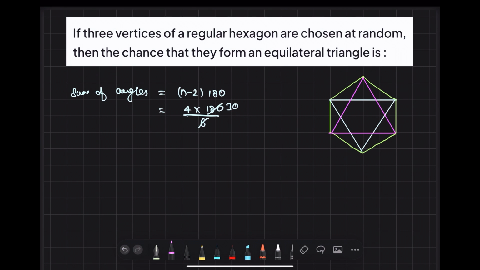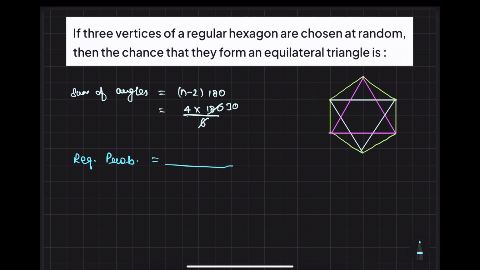So the total number of possible cases in which you can draw an equilateral triangle is 2. Now look at this. So the required probability: you know that you have to make a triangle. So you have 6 points. Out of 6 points, you need 3 points. So the total number of ways of creating a triangle is 6C3. So this is your total number of ways. Now, you know that you can draw only 2 triangles which are equilateral. So this is your required probability.